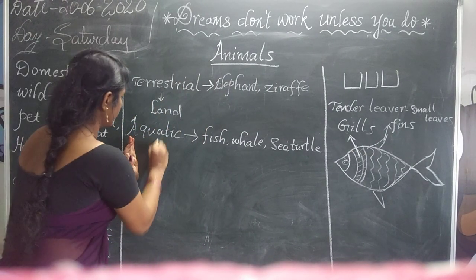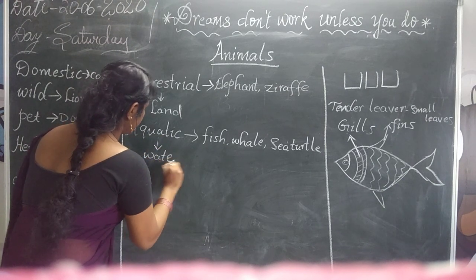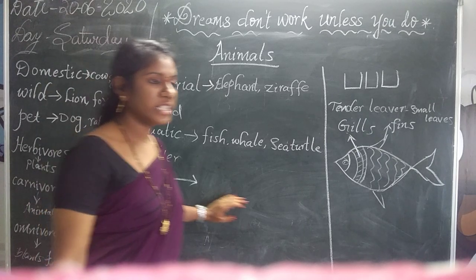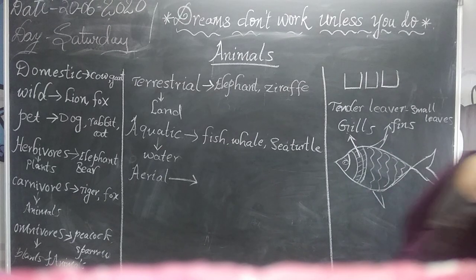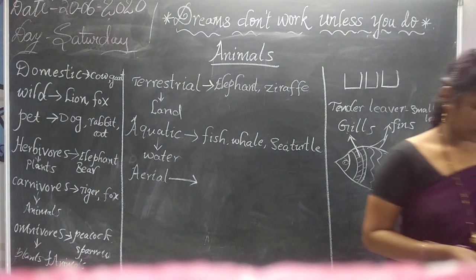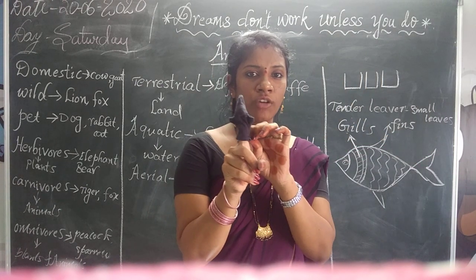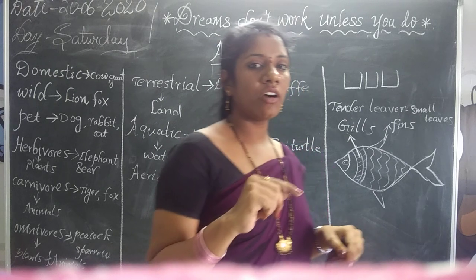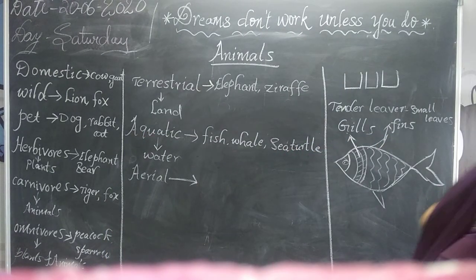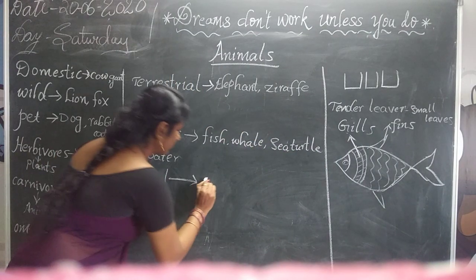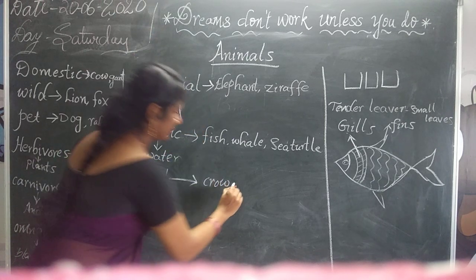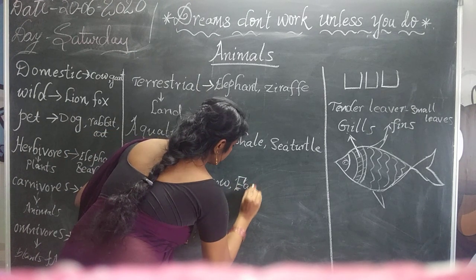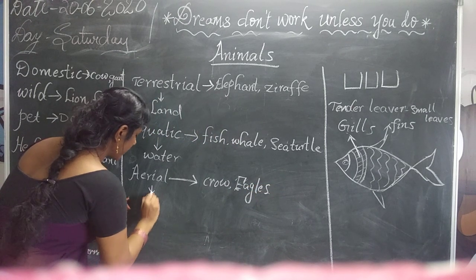And next one, aerial animals. See, aerial animals means they can fly in the sky. You know, bat, crow. See, what is this bird? Crow. How can they fly? With their wings. Which type of animals can fly in the sky? The type of animals we can call aerial animals. Flying animals we can call aerial animals, like eagles, because eagles can fly very high. Flying birds we can call aerial animals.